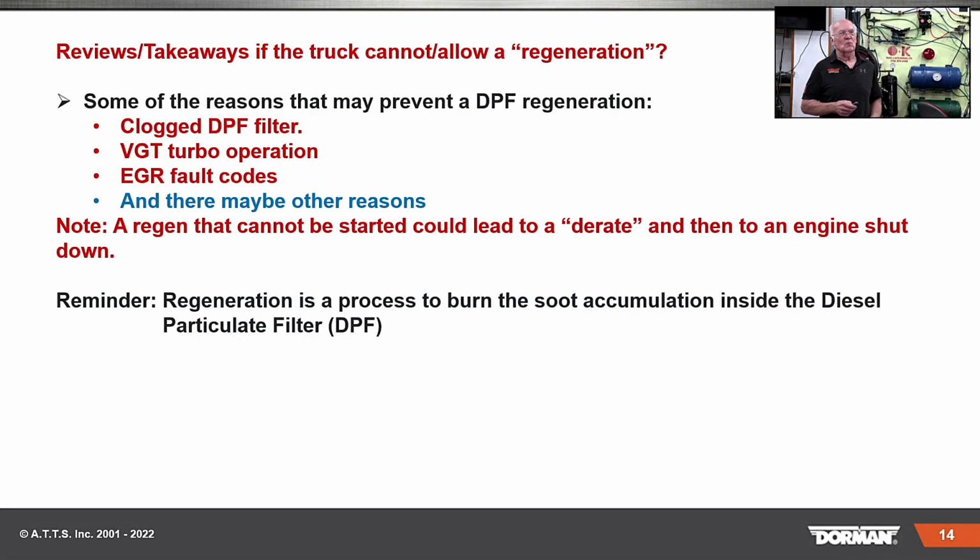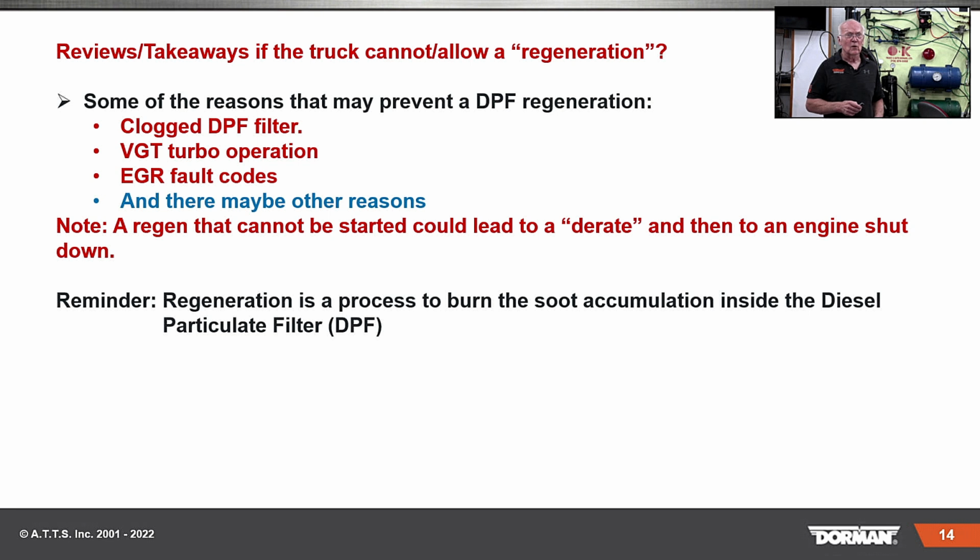So reviews, takeaways: if the truck cannot, and that happens, cannot allow a regeneration, depending on how you want to look at it. Some of the reasons that might prevent a DPF regeneration could be that the filter is so clogged. How about the turbo? Variable geometry turbo operation, EGR faults. There could be other reasons too, but my point is, if you're not going to get into a regen, you're going to have to look a little bit farther, okay?